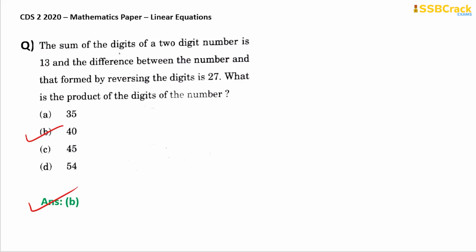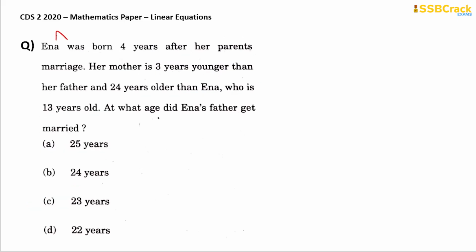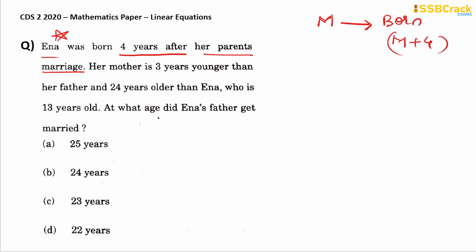Alright, coming to the next question on linear equations, and this was a very good question based upon the concepts of ages. Let's read and understand. Anna was born 4 years after her parents' marriage. Understand the situation. Suppose the marriage happened in the year M. Then Anna was born after 4 years, means M plus 4 years, she was born.